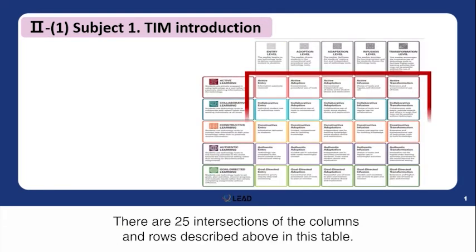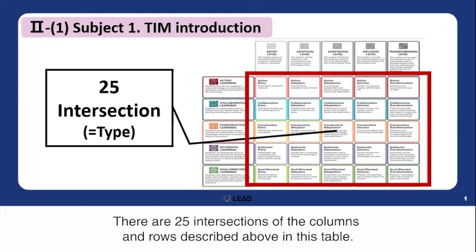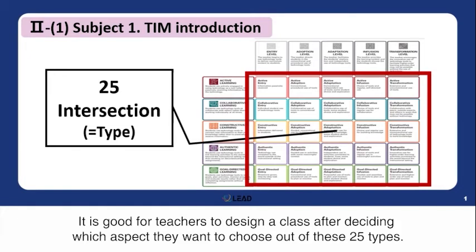There are 25 intersections of the columns and rows described above in this table. It is good for teachers to design a class after deciding which aspect you want to choose out of these 25 types.